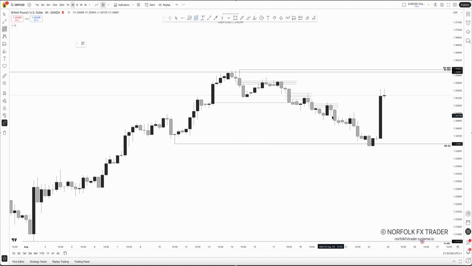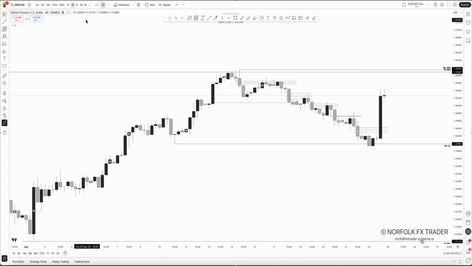Each time price pulls back into the area of imbalance, look how the 4-hour never closes through. We never close through. The only time we close through the imbalance is right here on this candle, which shows me the reversal after we shifted through there.